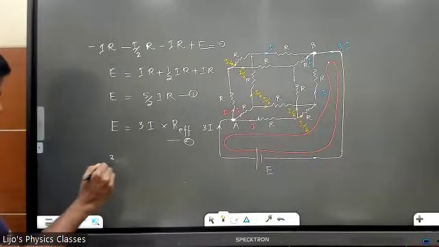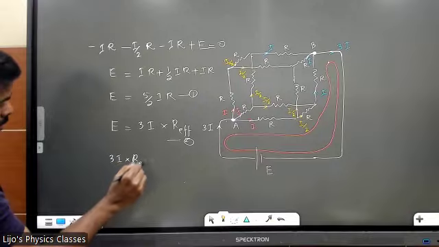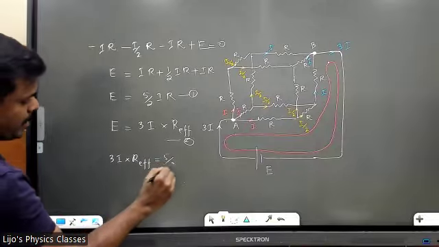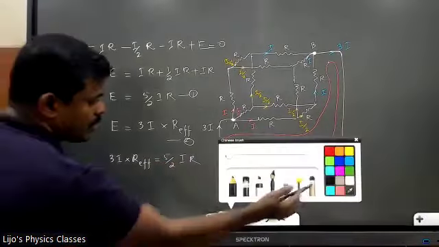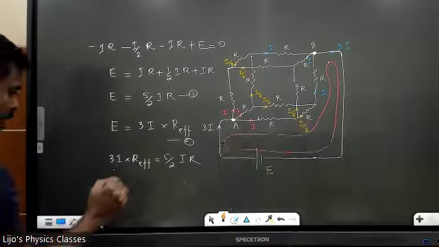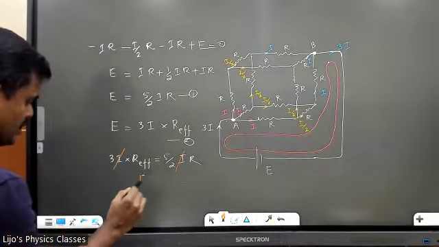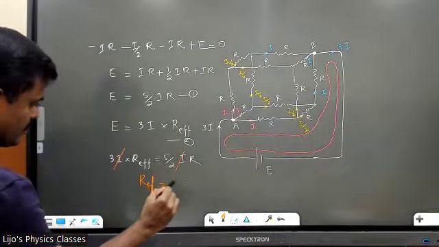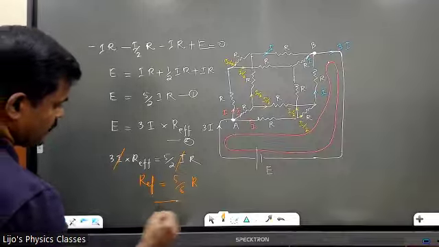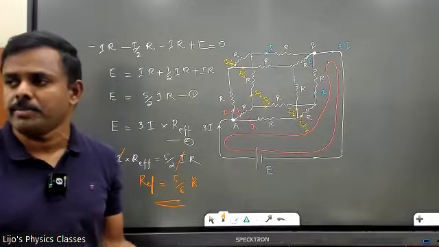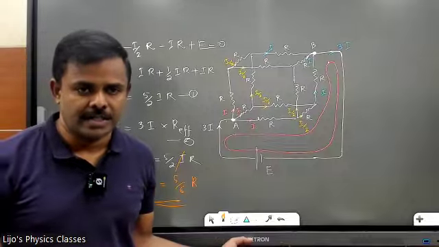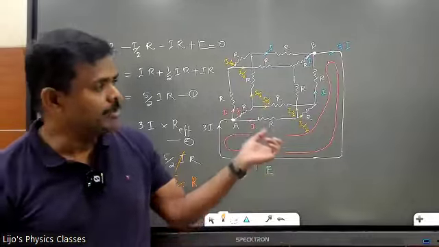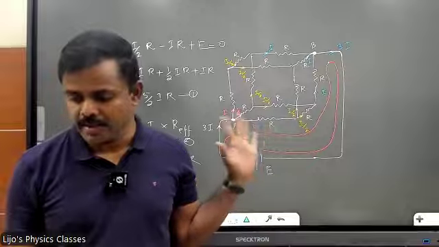Now I can equate them. 3I into R effective is equal to 5 by 2 times IR. So if I cut I and I on both sides, R effective will be what? It's equal to, this comes here, 5 by 6 times R. Effective resistance will be equal to 5 by 6 times the resistance of one side. Got it? So it's all about splitting the currents and then writing down the equation.